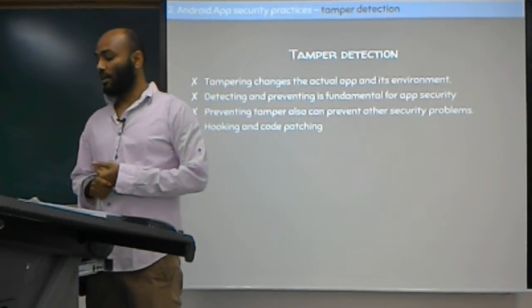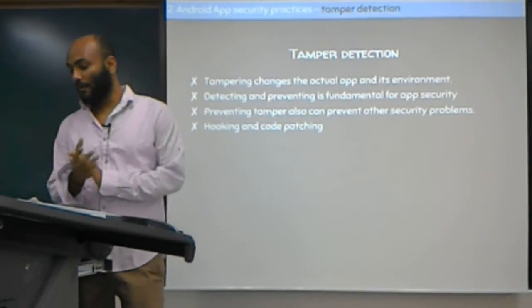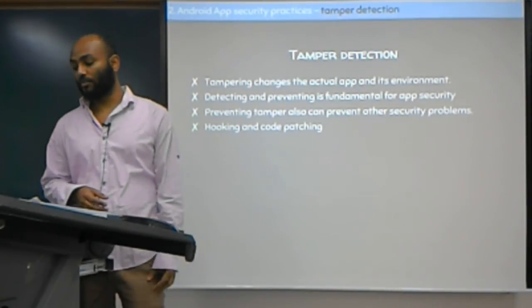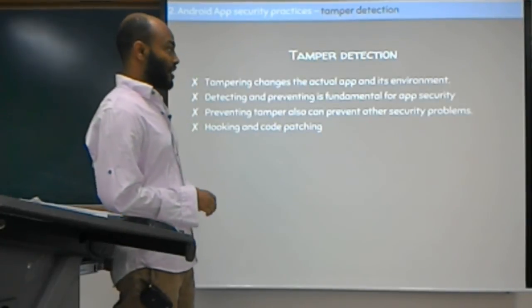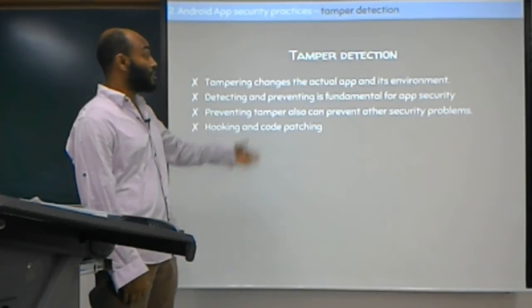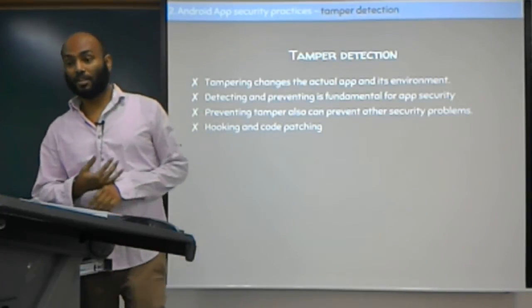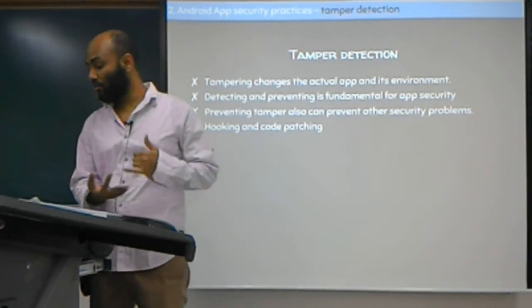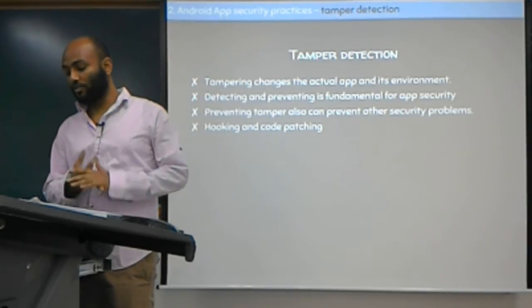Tampering is used to affect the behavior of the application at runtime or by manually changing the source code. So it changes the actual app and its environment. Detecting and preventing it is fundamental for app security. Preventing tampering can also prevent other security problems, like SSL pinning bypass. With tampering, you can disable SSL pinning, anti-emulator checks, root detections, and so on.